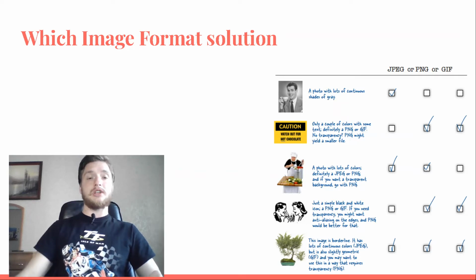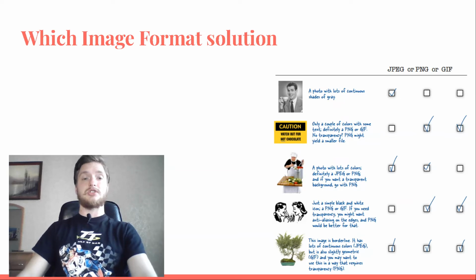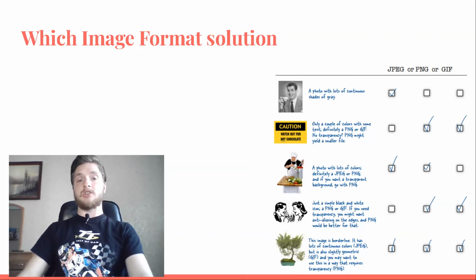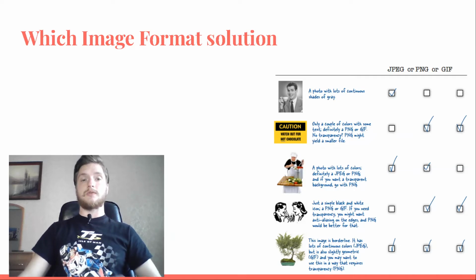A photo with lots of continuous shades of gray, or only a couple of colors with some text: definitely a PNG or GIF. No transparency? PNG might yield a smaller file. A photo with lots of colors: definitely JPEG or PNG, and if you want a transparent background, go with PNG. Just a simple black and white icon: a PNG or GIF.